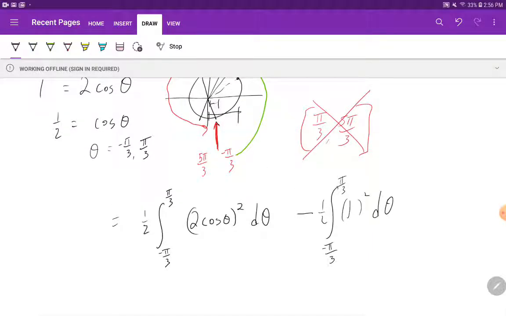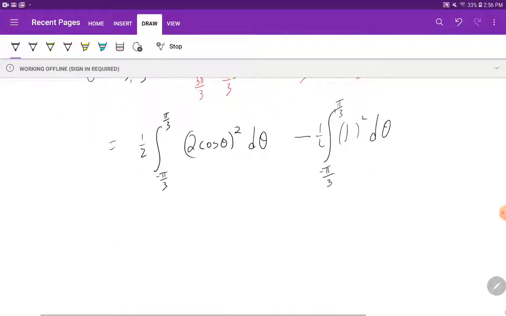And from here, we just integrate, right? We just do our thing. We're going to square the 2, so it comes out as a 2 integral of cosine squared theta. Is it easier to combine it? I guess it kind of is, right? So this is going to become cosine squared theta minus 1 d theta from negative pi over 3 to pi over 3.